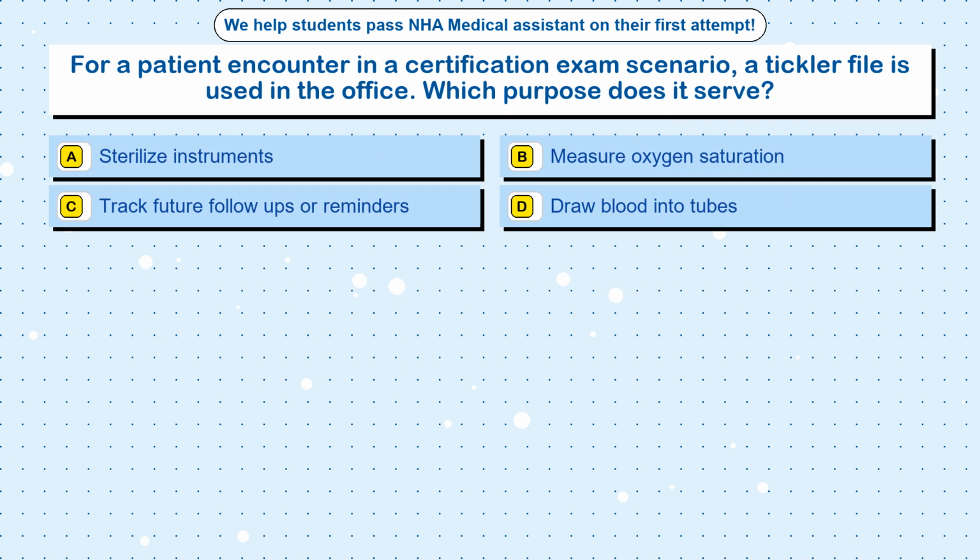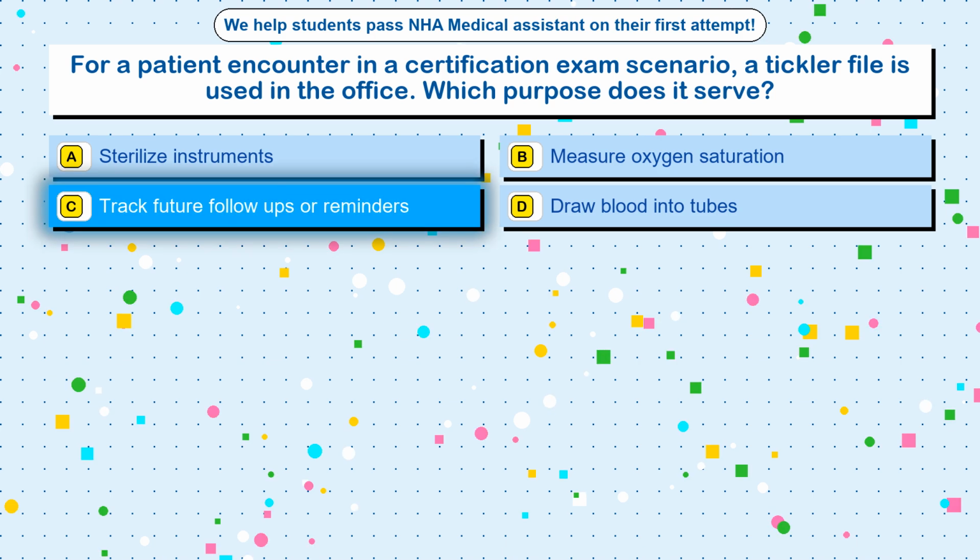Question 52. For a patient encounter in a certification exam scenario, a tickler file is used in the office. Which purpose does it serve? Option A, sterilize instruments. Option B, measure oxygen saturation. Option C, track future follow-ups or reminders. Option D, draw blood into tubes. The correct answer is option C, track future follow-ups or reminders.